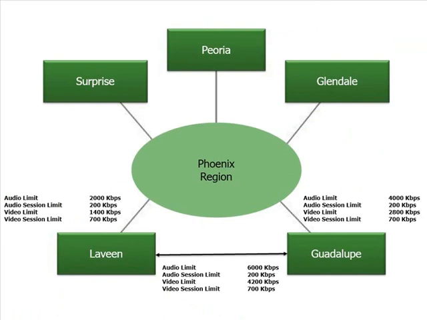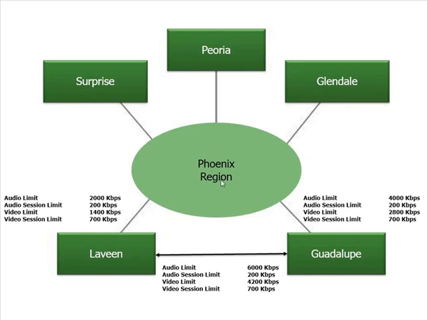Here you can see that I have a Phoenix region and it's comprised of 5 networking sites: Laveen, Guadalupe, Surprise, Peoria, and Glendale. When you associate a site with a region, you can define if you want to apply a network bandwidth policy profile on that link. So when we create a networking site inside of our control panel, you're going to see that you'll have to associate your site with a region. So for example here, I've got Laveen, and I've associated Laveen with my region called Phoenix.